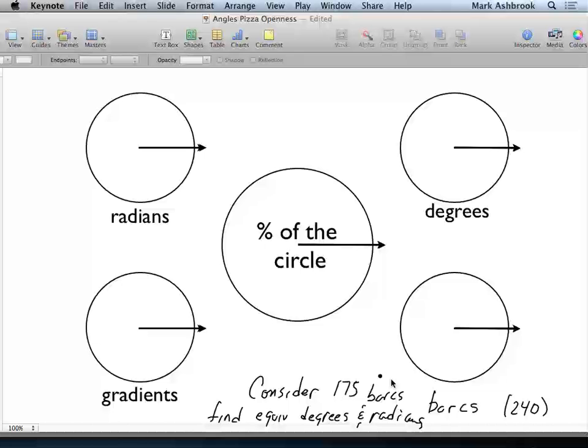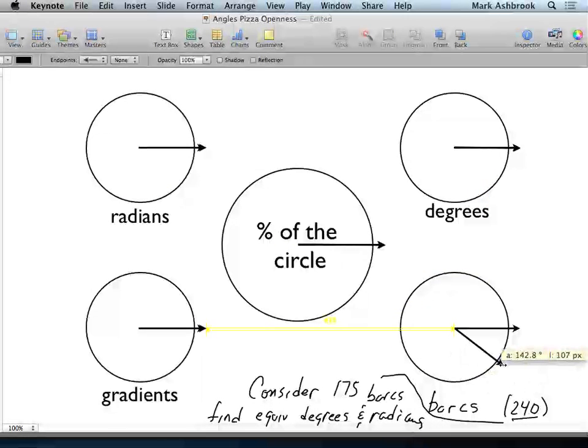Okay, we're starting class. All right, so 175 barks. We want to find the equivalent number of degrees and radians. Before we do that, let's just talk about what an angle of 175 barks is, without doing any calculations. How much openness is that? Can you make an estimate as to how much openness 175 barks is? If there's 240 total, maybe talk for a second with the person next to you. If I were to grab onto the terminal side here, where would I stop if I'm doing 175 barks? Go. Talk about that for a second.